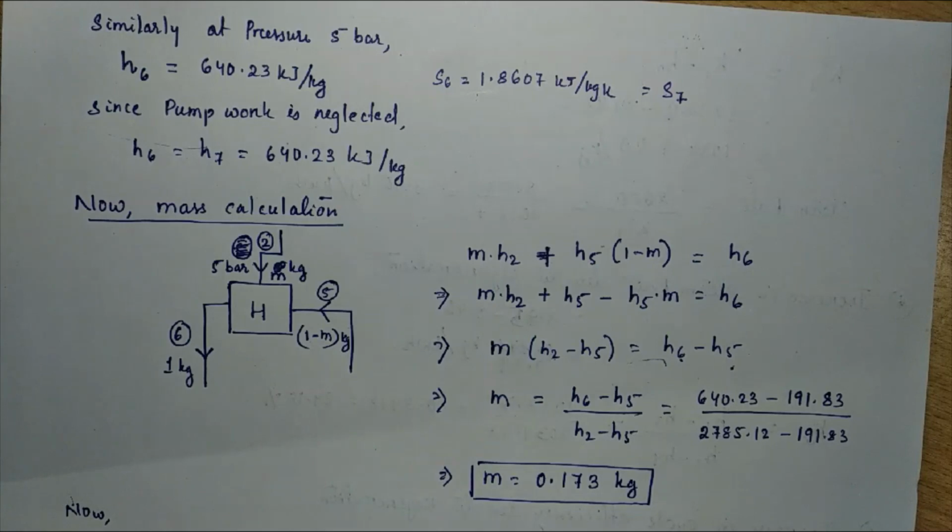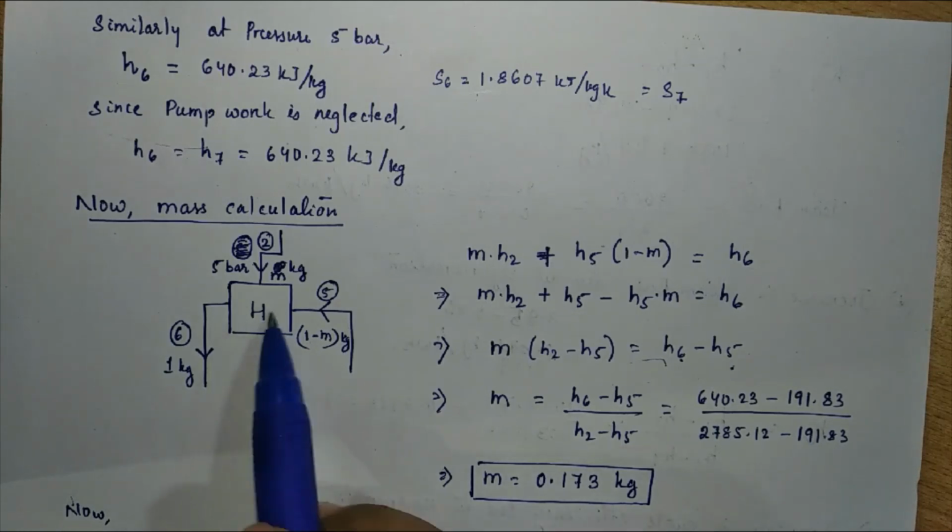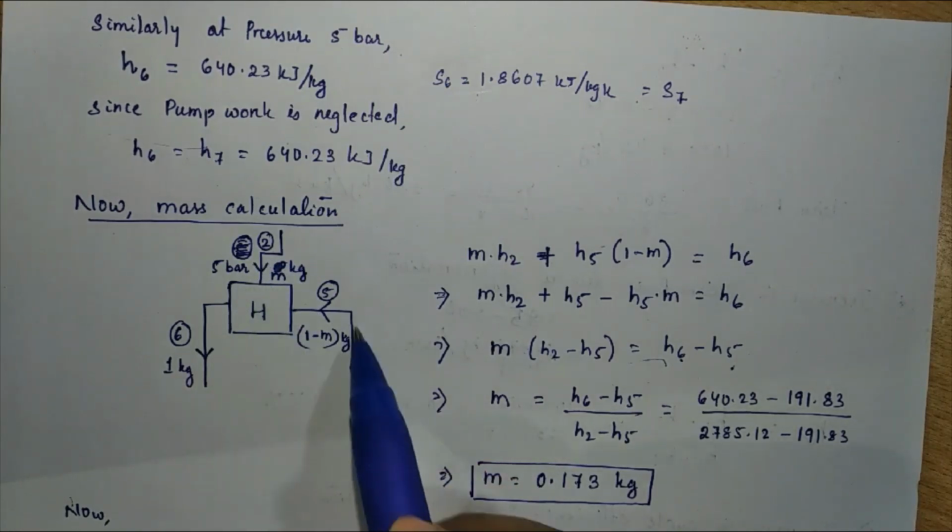Now we have to calculate the mass. So we have all the enthalpies at every point. By using those, we can get the efficiency value, steam rate and mean temperature. But before that, we calculate the mass, because here the mass is not uniform at every state. Some amount of mass is extracted from the turbine and fed to the heater. That's why the mass is not uniform. So we have to calculate the amount of mass that is extracted from the turbine, that is M. So see, this is the heater. Here state 2 will enter and here state 5 will enter.